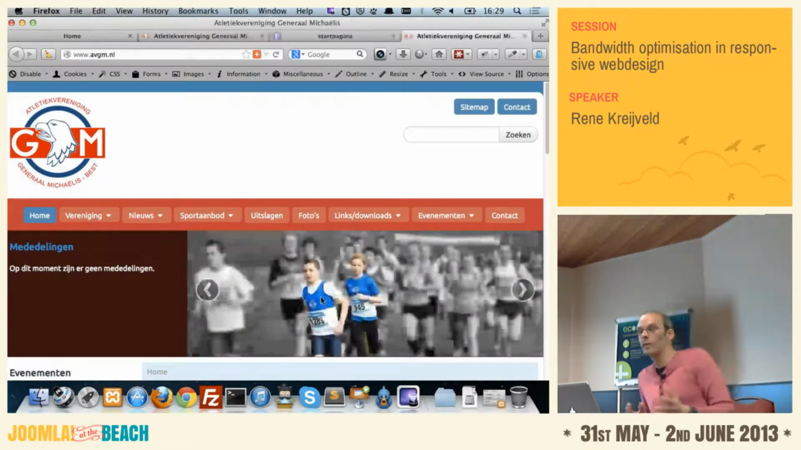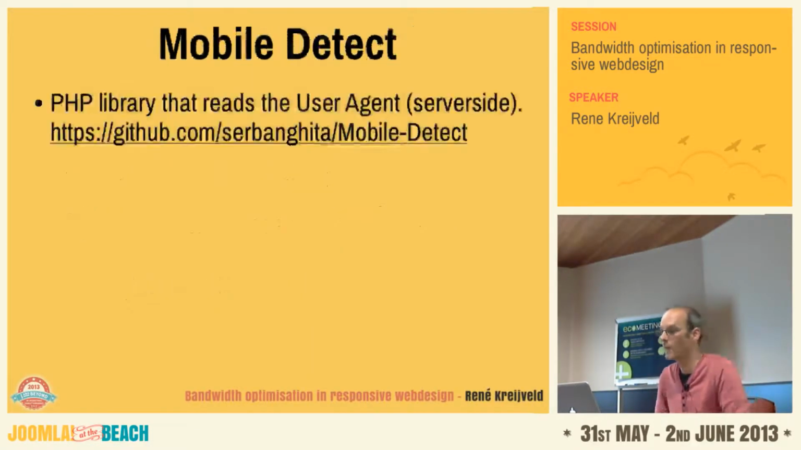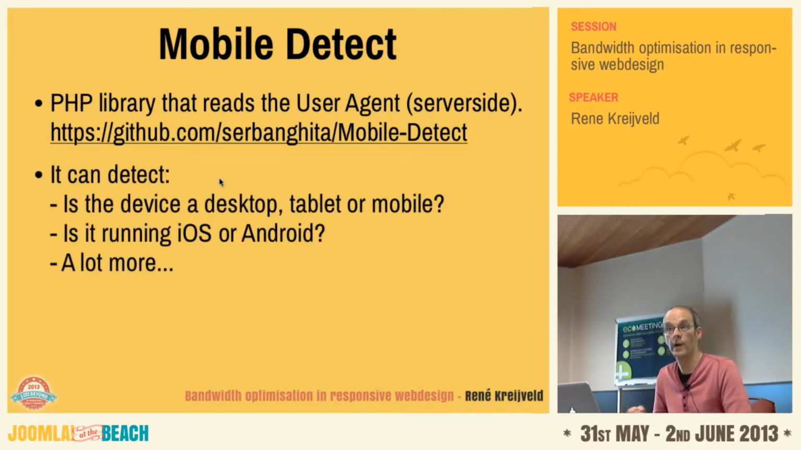Now, how did I build this and use this in my template? There's a PHP library available that reads the user agent on the server side. It's available on GitHub, and it's called Mobile Detect. It can detect if the device is a desktop or a tablet or a mobile, but it can also detect if your device is running iOS or Android, or if it's a BlackBerry. It can detect a whole lot more.